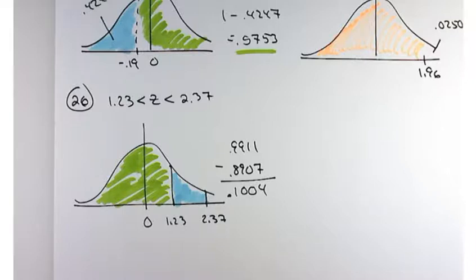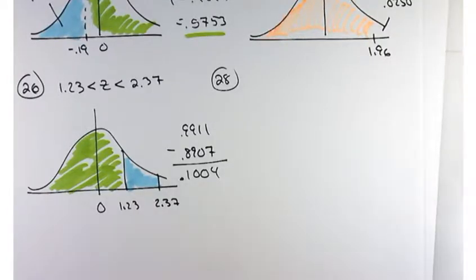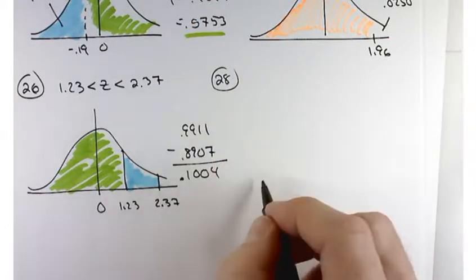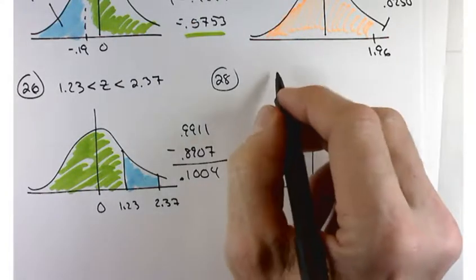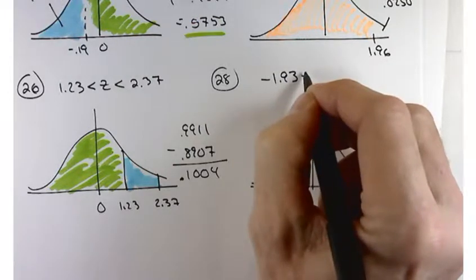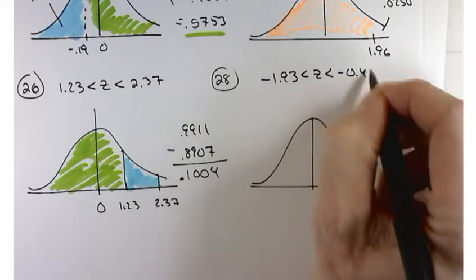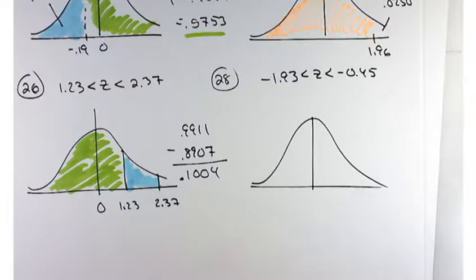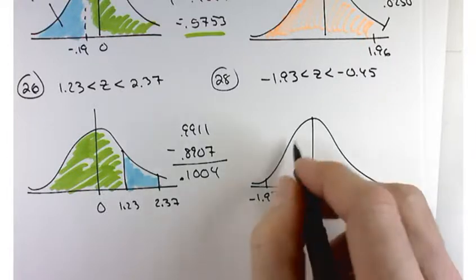Thanks for being awake. All right, problem number 28. This time I want you to try this one, and I'll walk around and help out a little bit. If you're having trouble finding these values, please let me know. You're going to have to go back to the negative z distribution for this one. So negative 1.93 is less than z is less than negative 0.45. So try and find the area between those two.